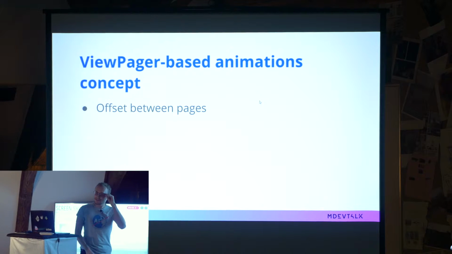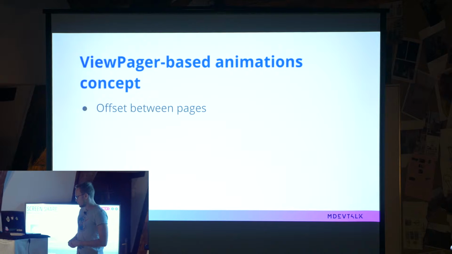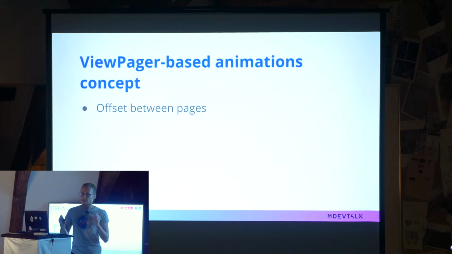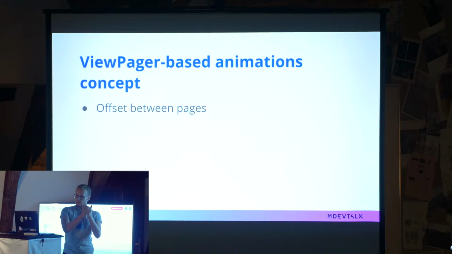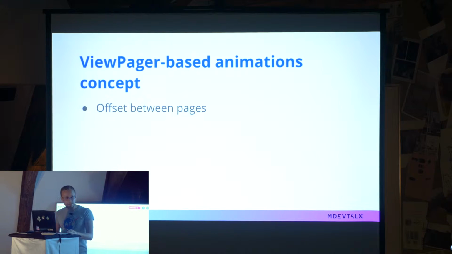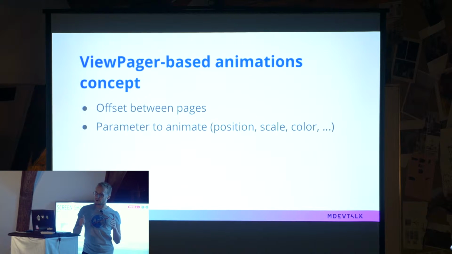Okay, but independently of the approach, the concept is always the same. It has 4 parts in it. Well, the first is the input. The input is the offset between pages. And so when I'm scrolling or swiping with my finger, the offset changes. And when the offset changes, it affects some kind of parameter.